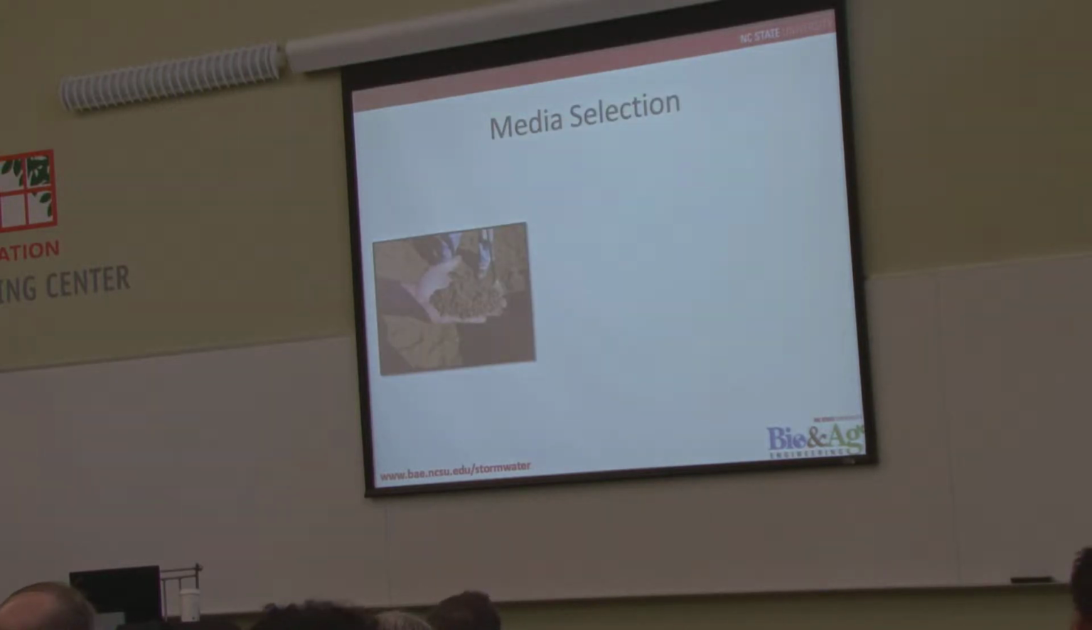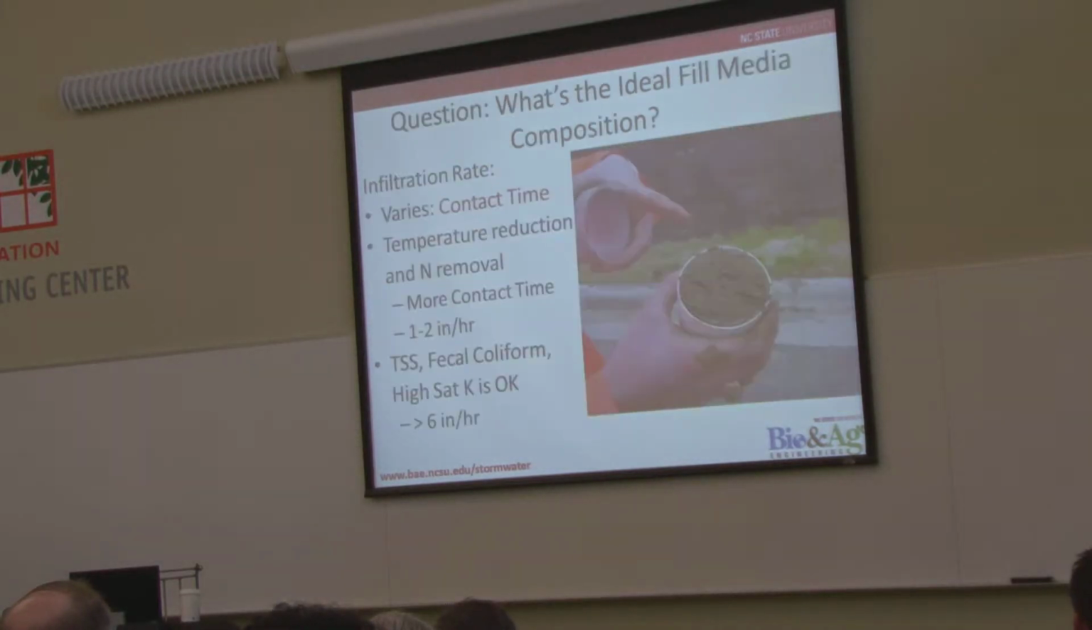Okay, media selection is another important part, and y'all will have another workshop specifically on this and vegetation later on next month. But it is a very important part of bioretention design and how the bioretention cell is going to function. So the ideal media composition really varies depending upon the pollutant that you're trying to capture.